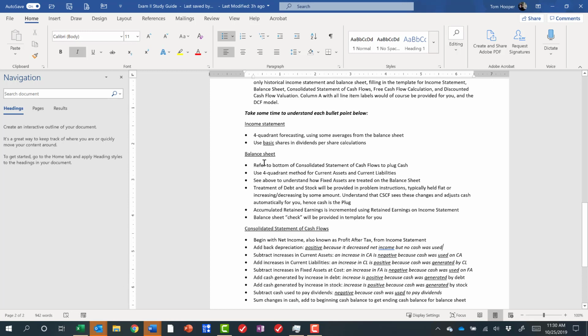On the balance sheet, very next thing we'll do is refer to the bottom of the consolidated statement of cash flows to get our cash. And then we've already used the 4-quadrant method for current assets and liabilities, as well as net fixed assets. There's a whole section on the previous page of the study guide talking about this. I strongly encourage you to review that.